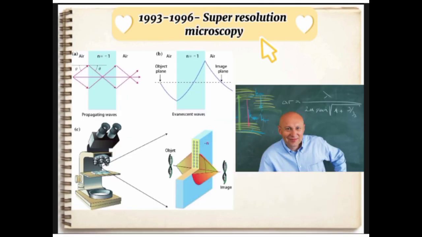1993 to 1996, super resolution microscopy. Stefan Hell pioneers a new optical microscope technology that allows the capture of images with a higher resolution than was previously possible. This results in a wide array of high resolution optical methodologies collectively termed super resolution microscopy.